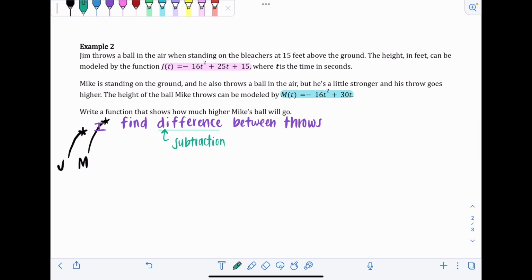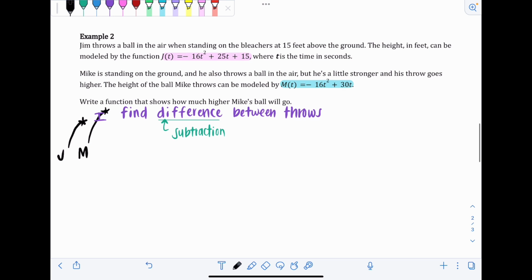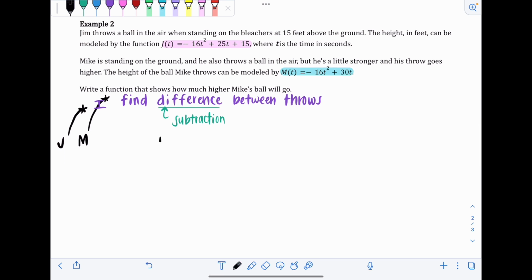Okay, so since Mike's throw is going to go higher because he was the stronger one, we want to take the throw that goes higher and subtract the one that's lower. When you subtract, you want to do the bigger number minus the smaller number. So we want to take the higher throw, which is Mike, and subtract the lower throw, which is Jim. So we're going to do Mike's throw, m of t, and subtract Jim's throw, j of t. And one more time, we're doing it that way because Mike's throw went higher. So we're doing the higher throw minus the lower throw.